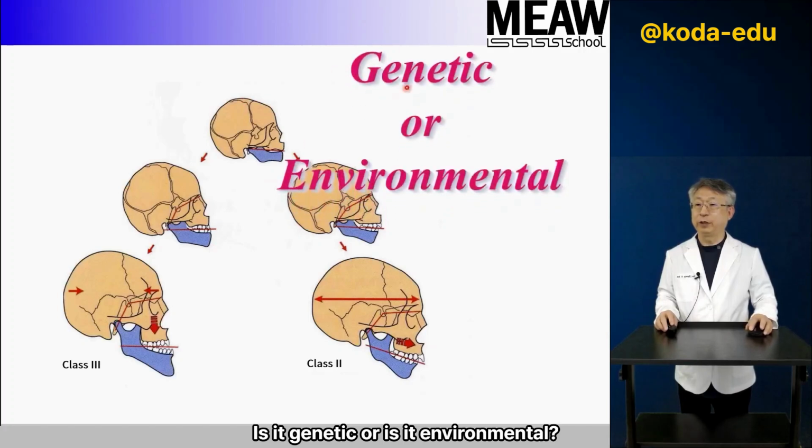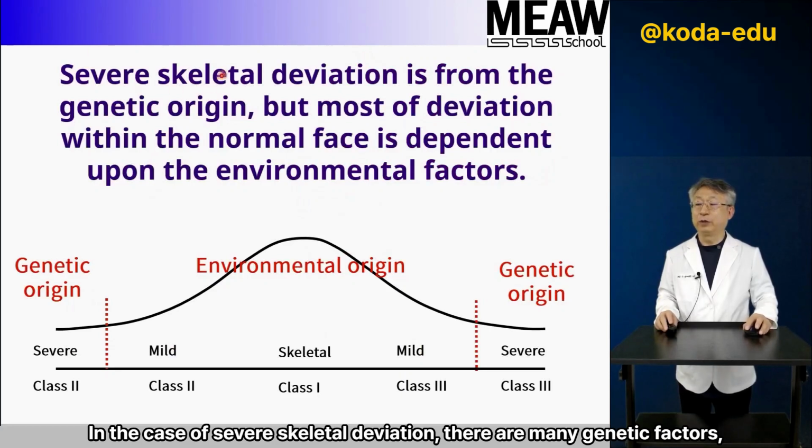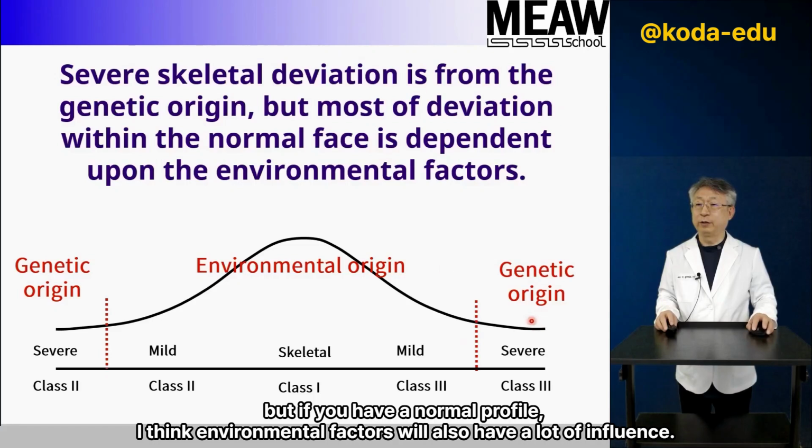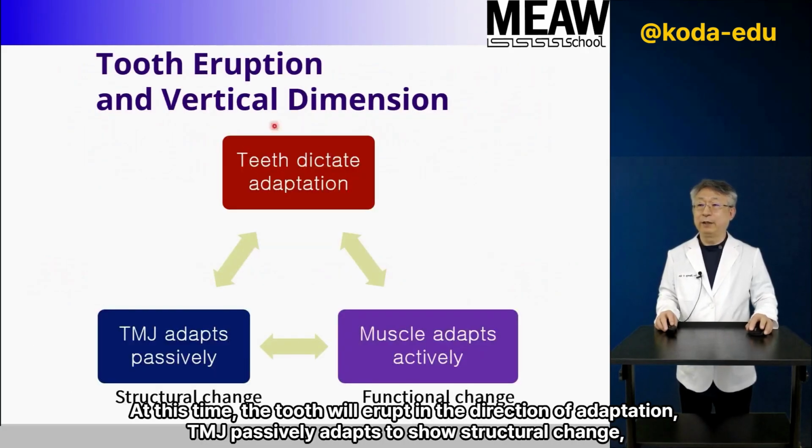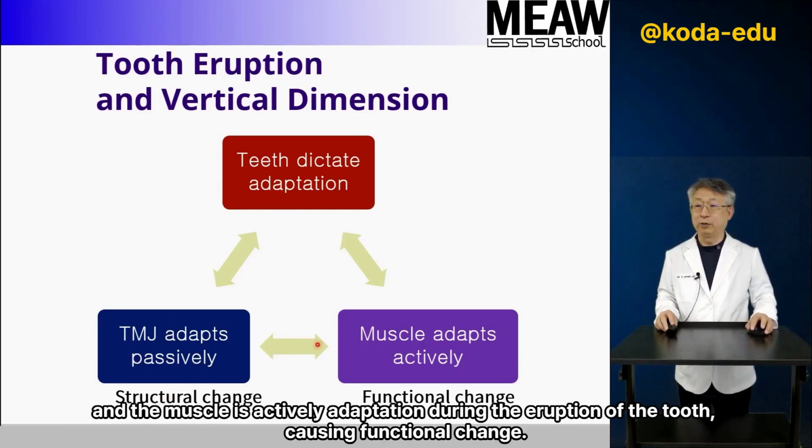Is it genetic or is it environmental? In the case of severe skeletal deviation, there are many genetic factors. But if you have a normal profile, I think environmental factors will also have a lot of influence. At this time, the tooth will erupt in the direction of adaptation. TMJ passively adapts to show structural change. And the muscle actively adapts during the eruption of the tooth, causing functional change.